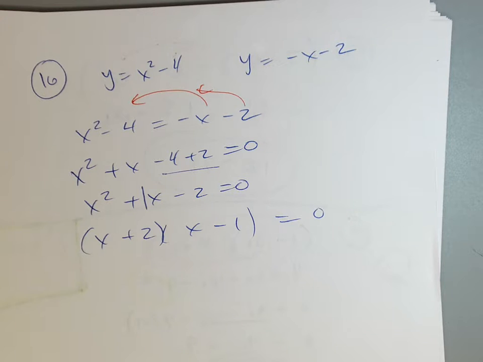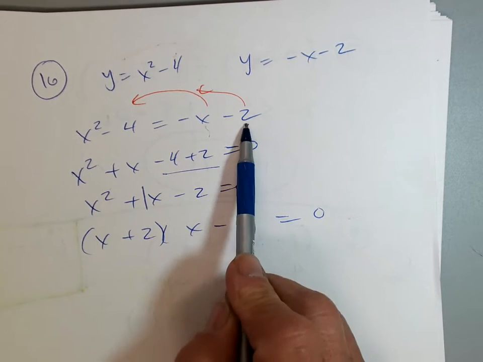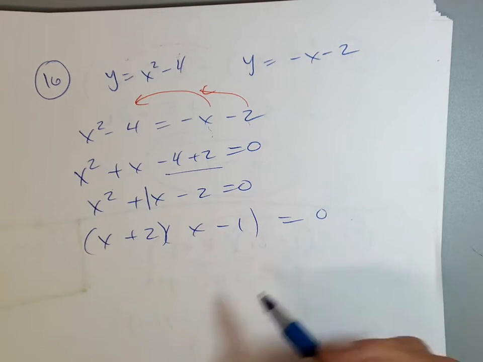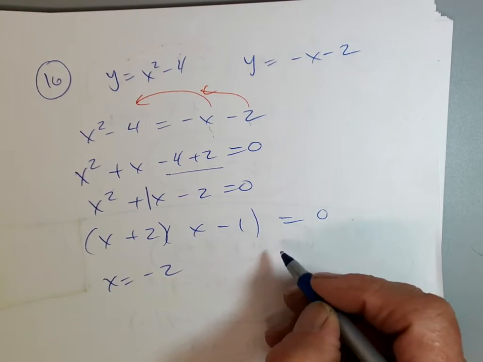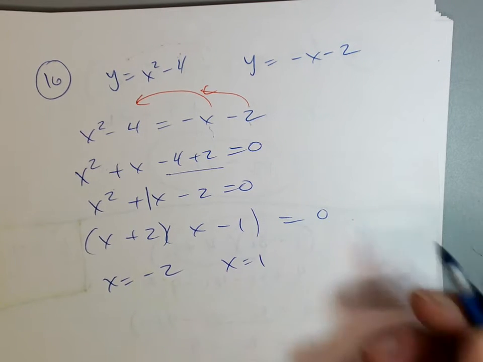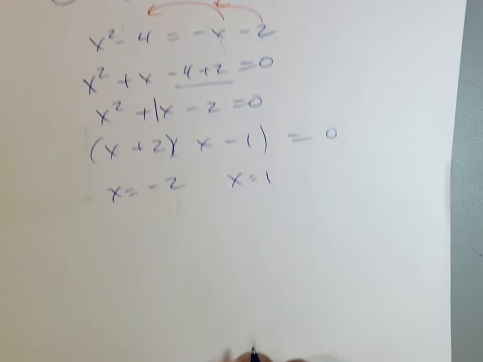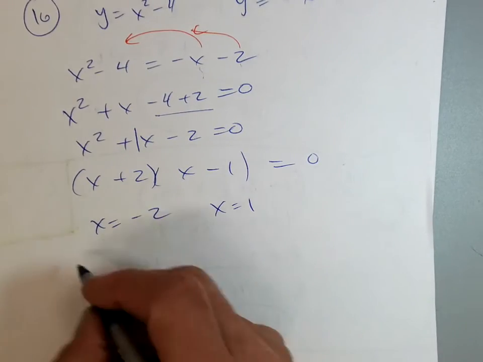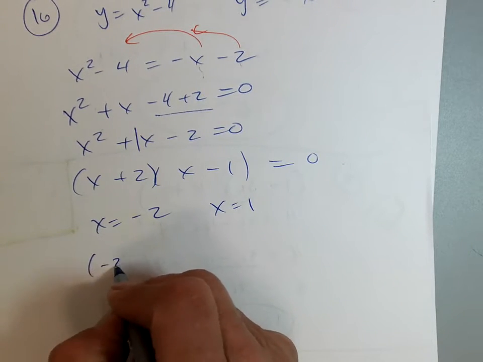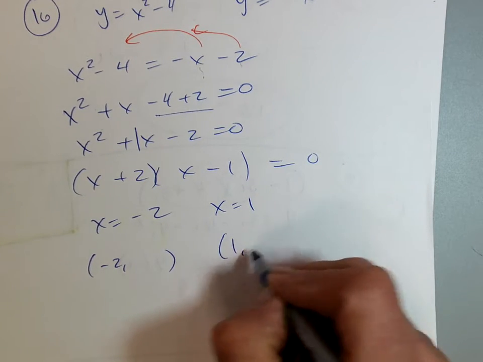I'll slow down. What I did is I set them equal, because for me it's easier to do it algebraically. I set them equal, brought over the x, brought over the negative 2, and it factored. So one answer is x equals negative 2. The other answer is x equals 1. Now, these are points, because really the graph is a parabola and a line. So I have a negative 2 something and a 1 something.